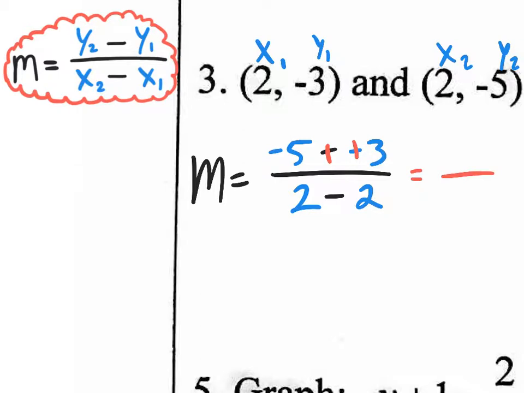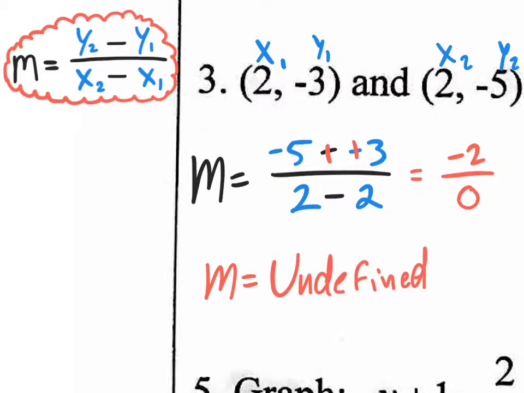So your answer is going to be 0 underneath with the -2 up on top. And it doesn't even matter what's on top. If 0 is underneath, what's your slope? Undefined. Again, 0 underneath, slope is undefined. Okay? So we say M is undefined. I believe you could use this symbol also, but I would just, what was that?